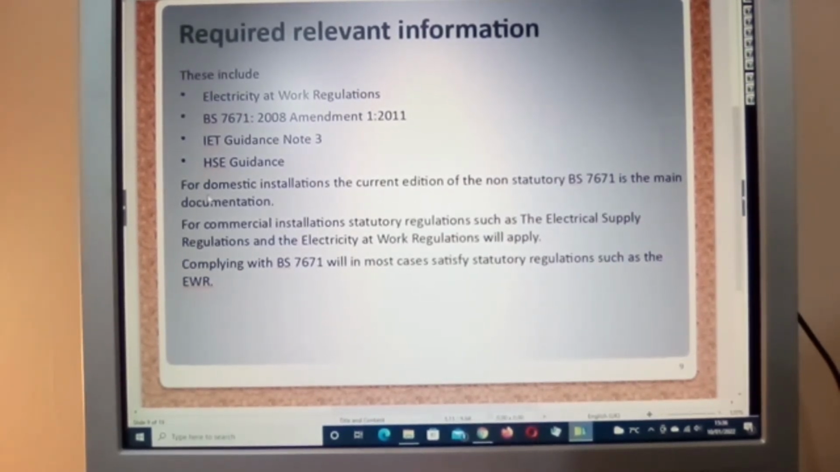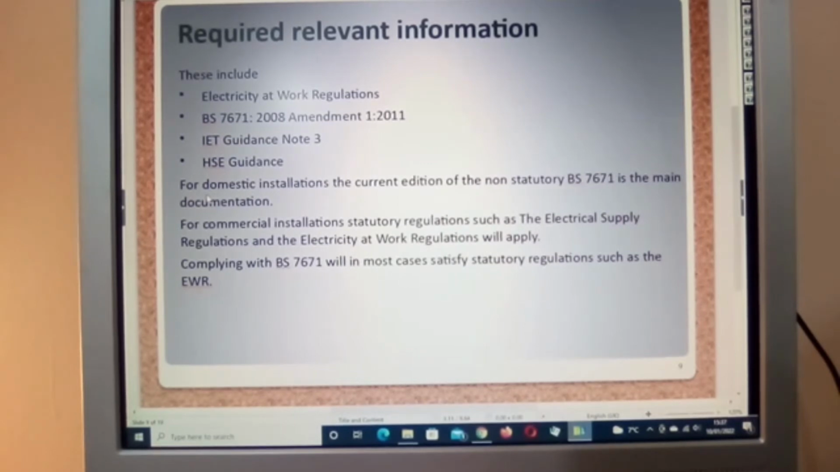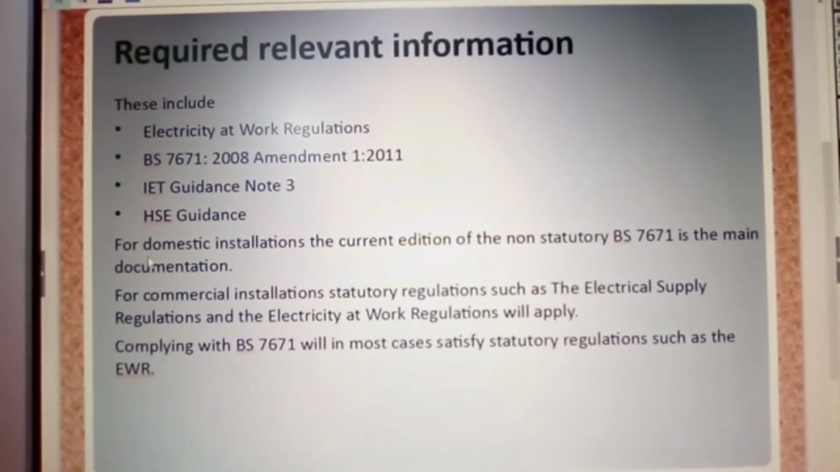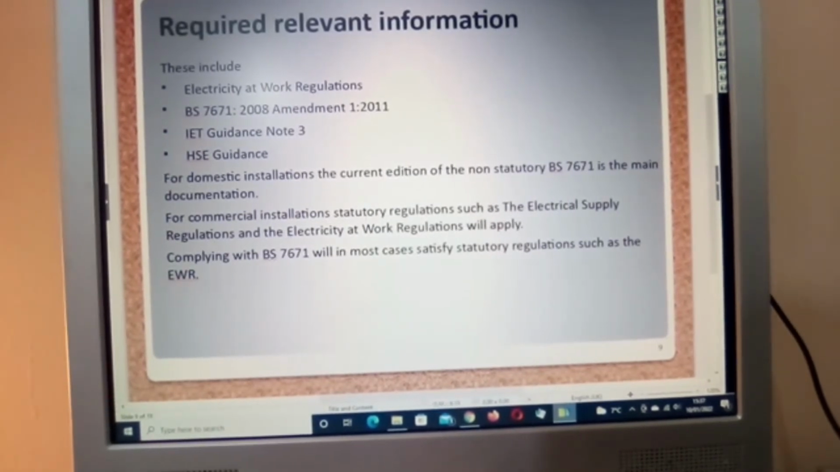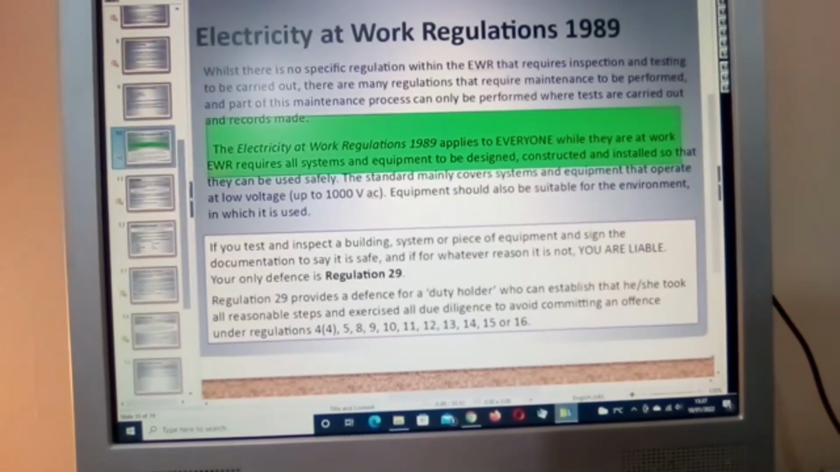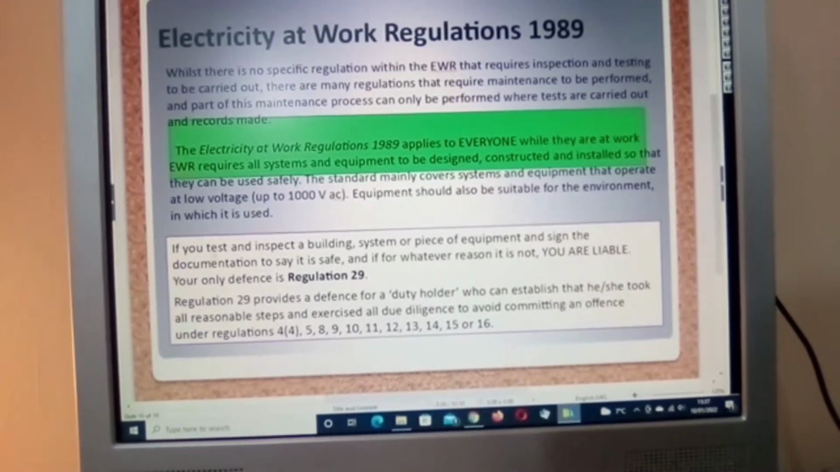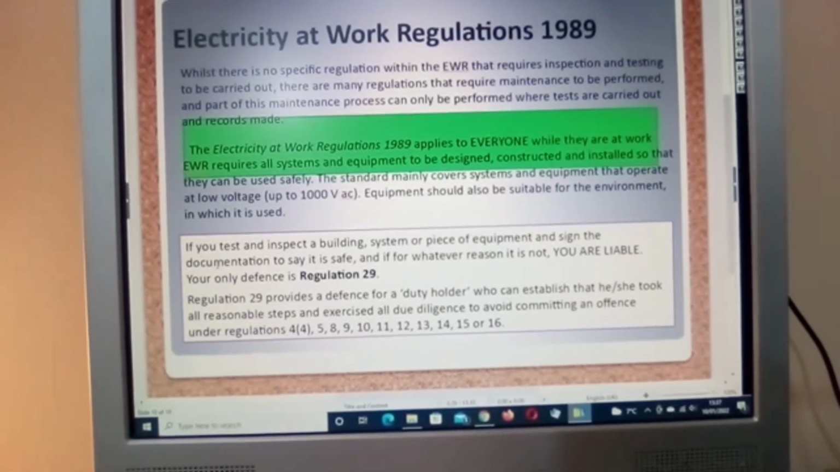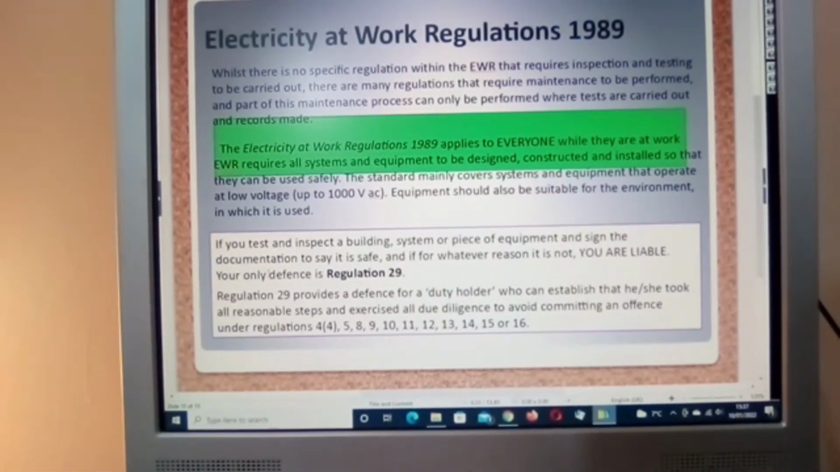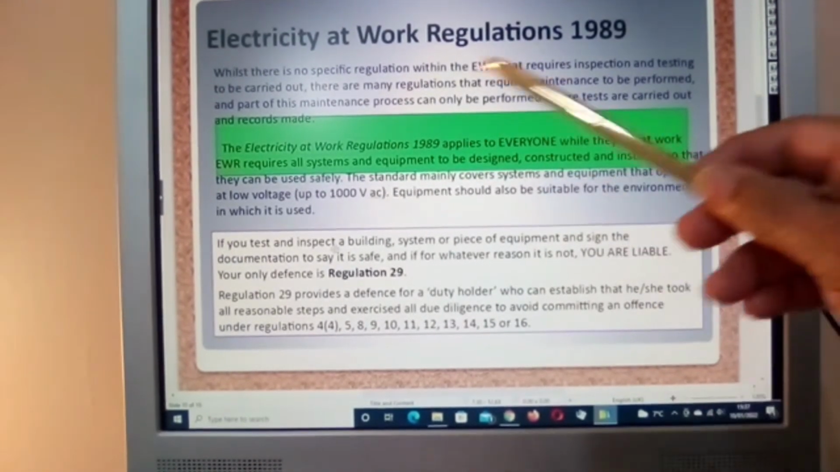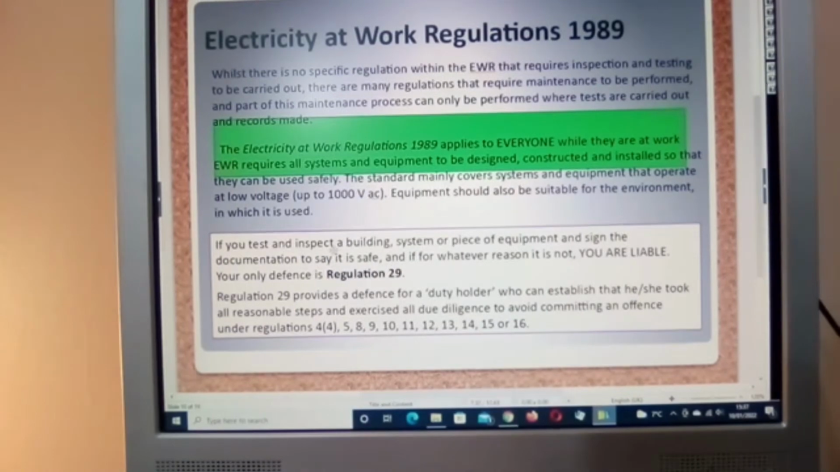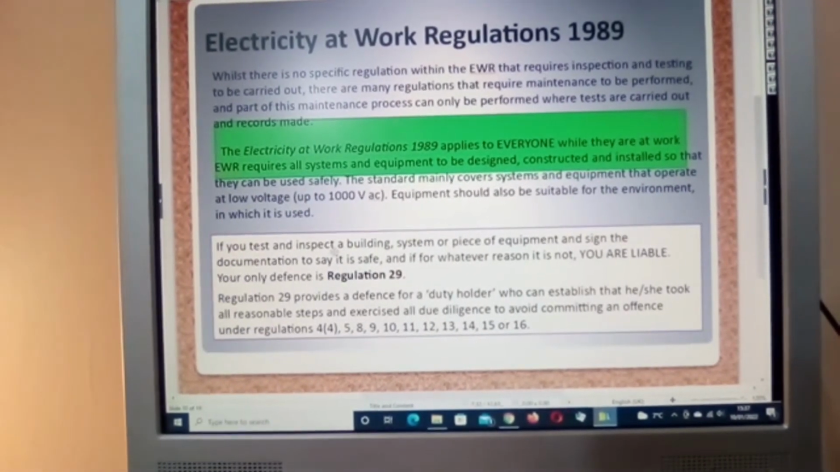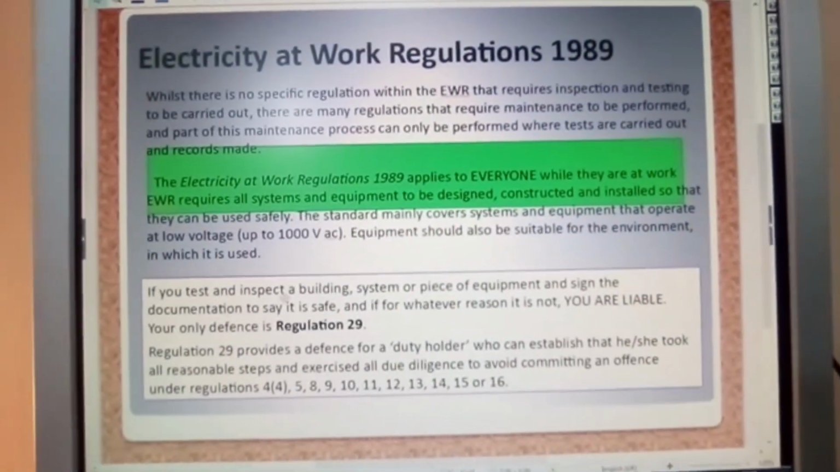Now, the required relevant information, again, these are for you to read and look at the Electricity at Work Regulations. Those are specific. Okay. Now, I'm not going to read this out to you, but you can see that Electricity at Work Regulations 1989 Act. That is for you to read and to make yourself familiar with, because it is relevant to your work, it is relevant to your job. You have a responsibility for the safety of others.